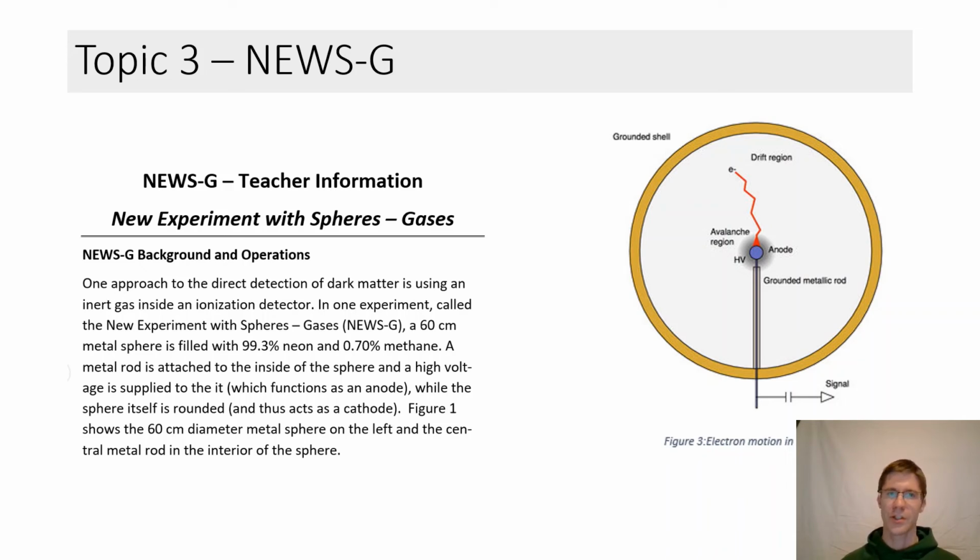So NUSG is a new experiment with spheres, gases. These are, I think Marie-Cécile mentioned, what's called proportional counters. They're very similar in operation to Geiger counters, just with a lower potential difference. Again, like most physics teachers, this is something that I would need a fair bit of background information on if I was going to use it in my classroom. And so we provided all that.